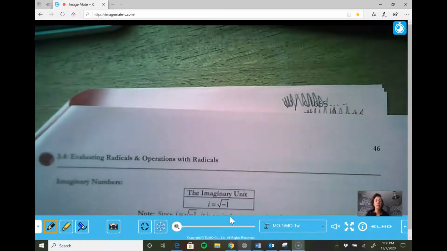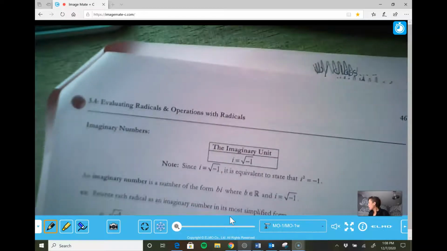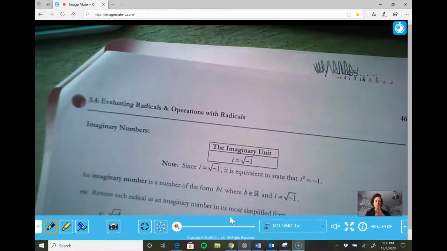This is going to be built off of the warm-up that we did with properties of exponents. Do you add the exponents, do you multiply the exponents, or do you subtract the exponents? Before we get into that, we're going to be evaluating radicals, so putting numbers in the radicals, simplifying it and seeing what we can get out of it. And then we're going to look at operations with radicals, and that ties more into the warm-up than this first part.